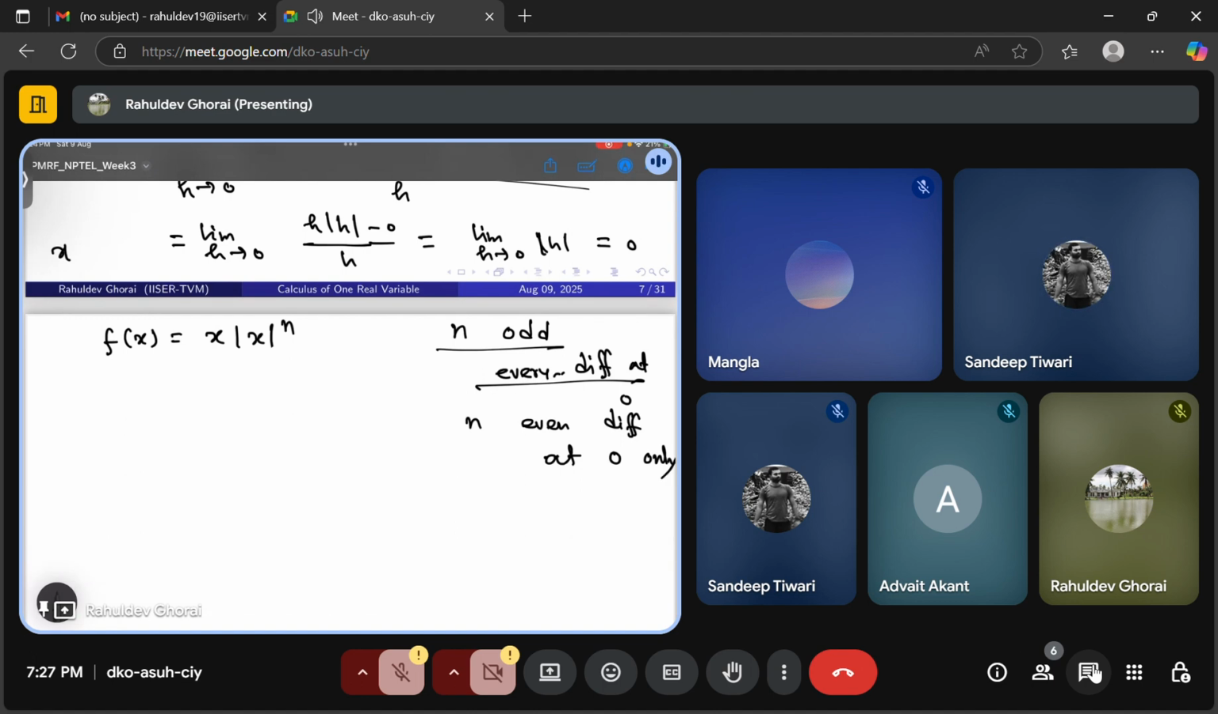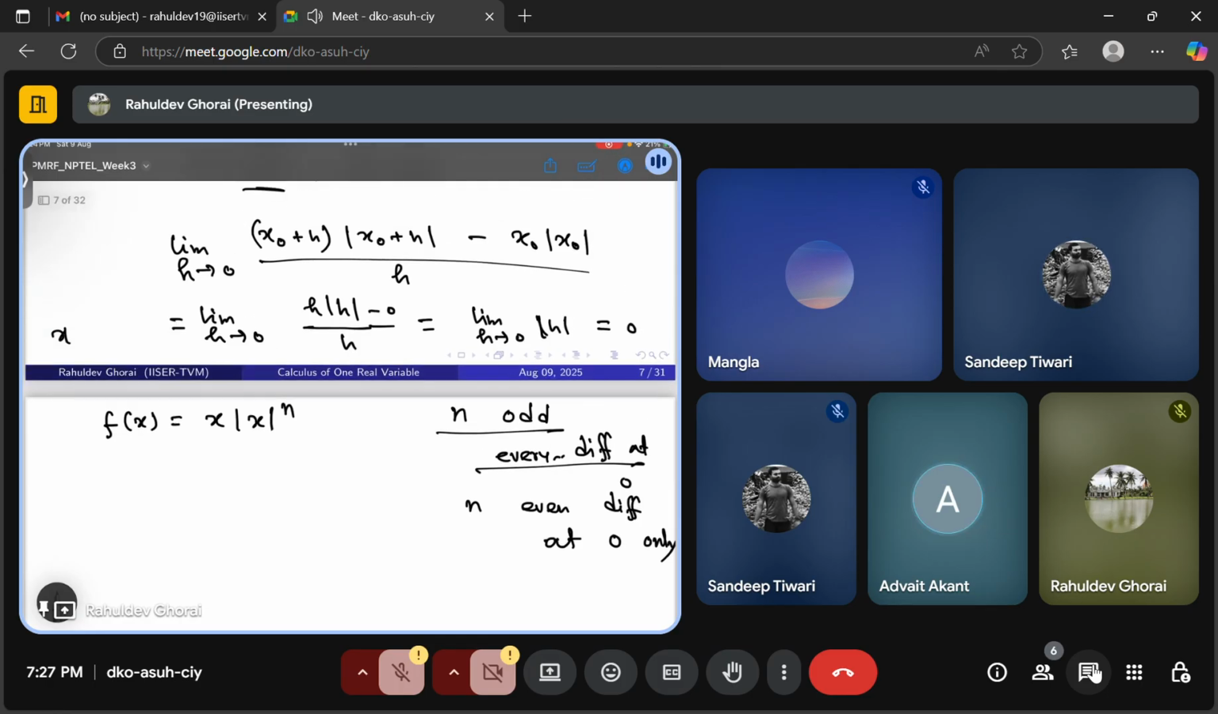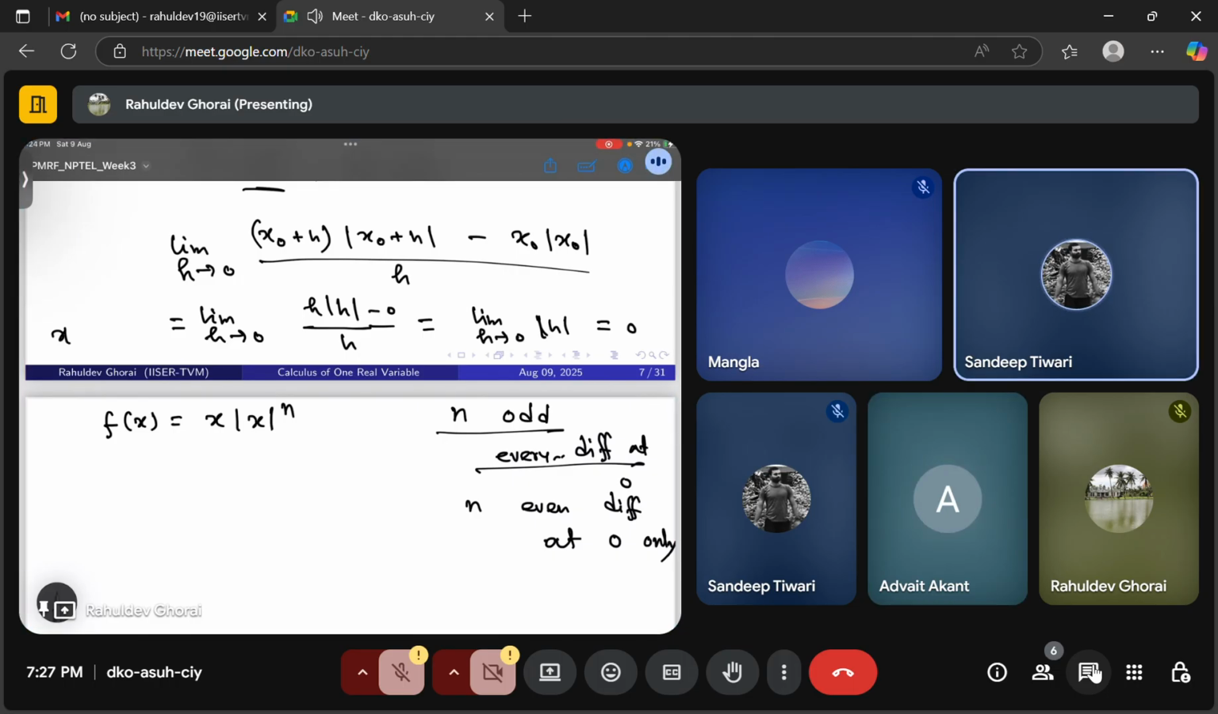You can check it once you put f of x naught plus h and see whether it is coming out problematic, because what you will get. But for n equal to 2, it is trivially differentiable.